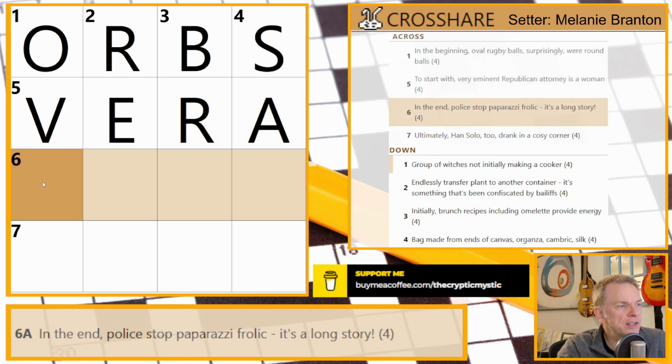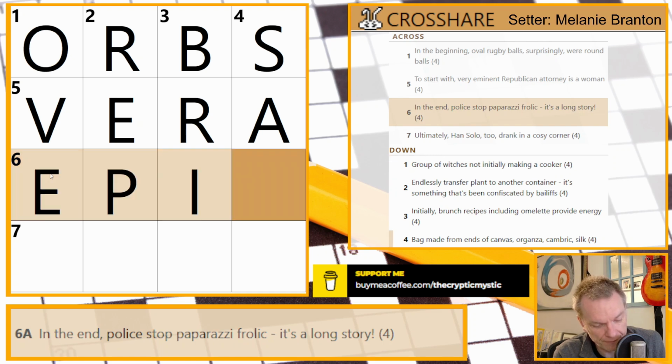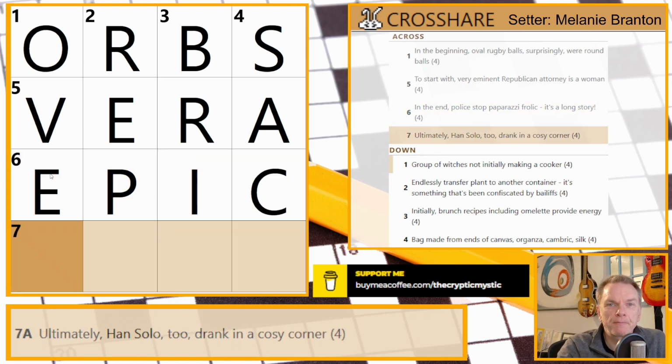Right, let's go 6 across now. In the end, police stop paparazzi frolic. It's a long story. What do you think? What's happening here? That's right. We're going for the last letter this time, aren't we? Because "in the end" here is indicating we're just looking at the last letter. So we take the last letter of police, stop, paparazzi, and frolic. And "it's a long story" is the definition, and we end up with epic. See how that works? Cool.